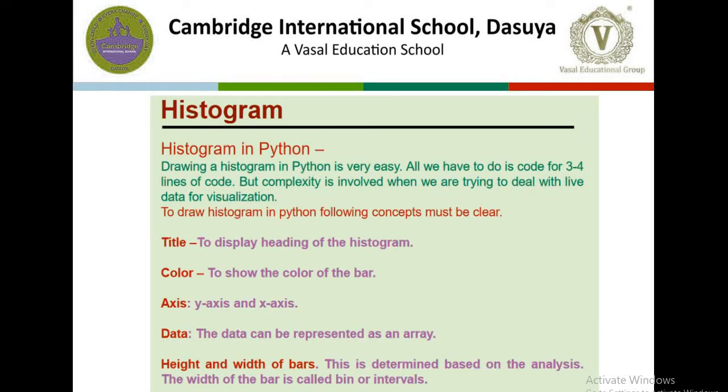What are the different parameters of histograms? We can have a title of the histogram, we can set the different colors of the bars, then we have two axes, some data is represented on the x-axis, some data is represented on the y-axis, and then we finally have the different heights and widths. The width is basically fixed and the height varies according to the frequency of the data.